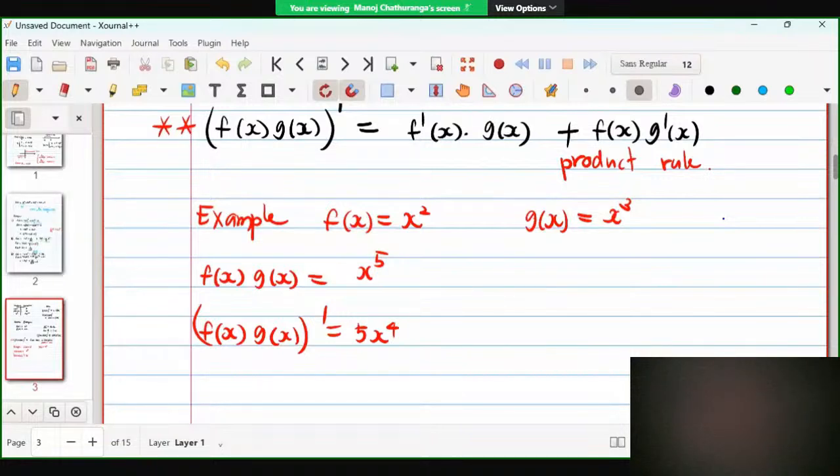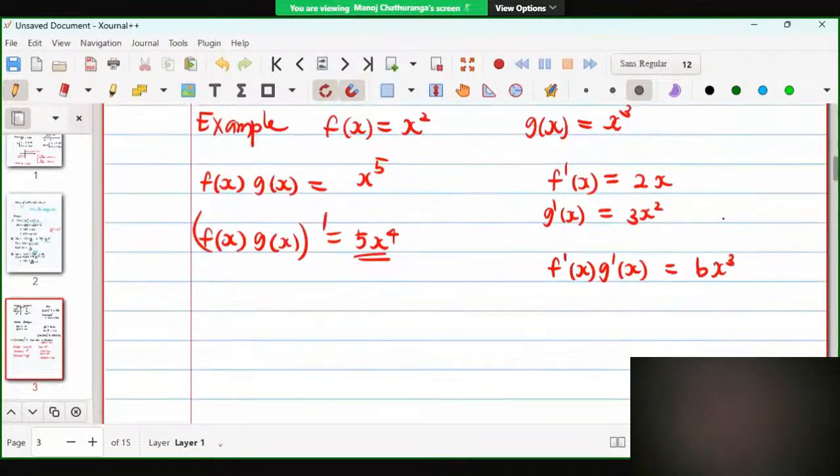Now let's differentiate f and g separately. The derivative of f is 2x. The derivative of g is 3x squared. We already know we cannot take the product of derivatives. The product of derivatives is just 6x to the third. That is not what we want here.